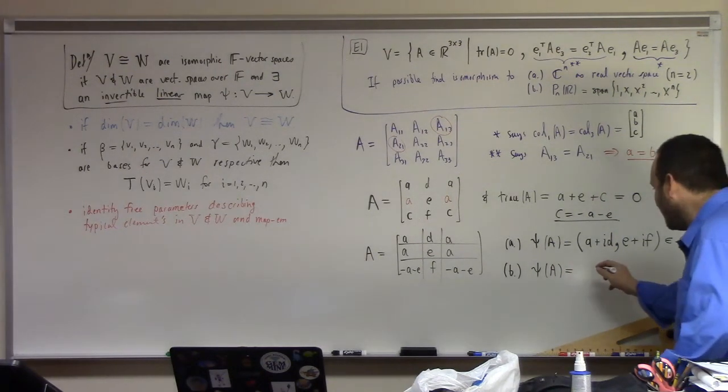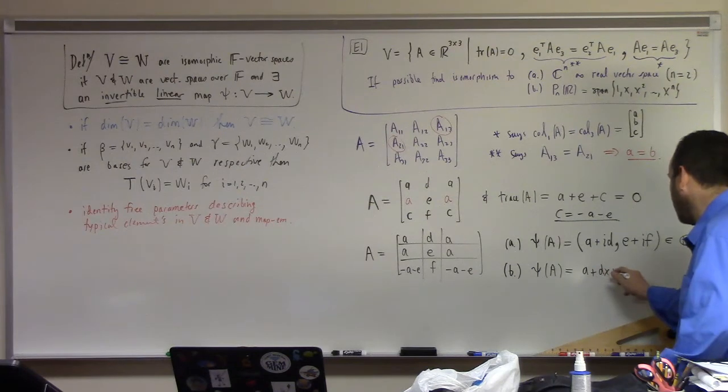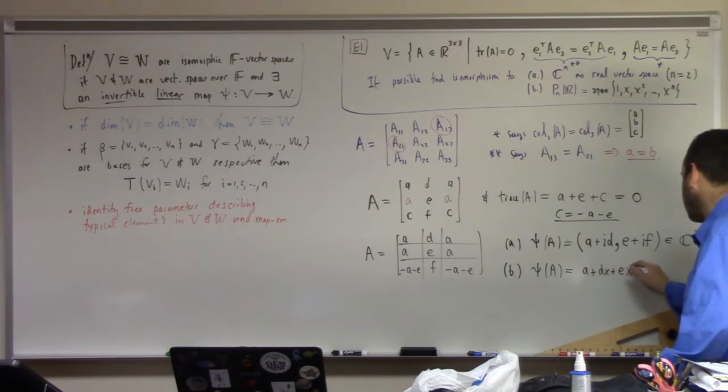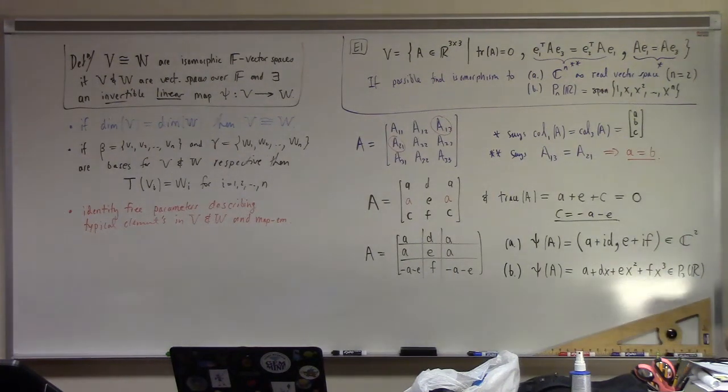Sorry. But how about this? A plus dx plus ex squared plus fx cubed. There you go. That's an element of P3 of R. There's, in fact, of course, an isomorphism to cubic polynomials.